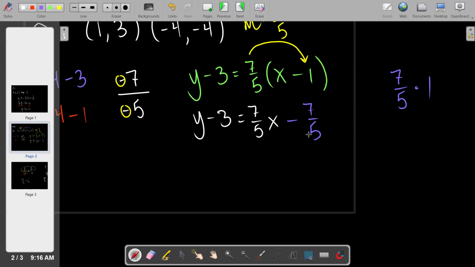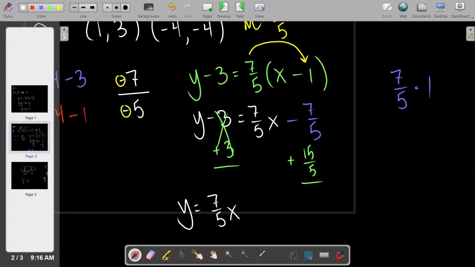And then when you add 3 to both sides, which is what you have to do, how do you add that? 15/5. You're the man. Good job. When you add 15/5, you get y equals 7/5 of x. And then you just got to math it there. What's negative 7 plus 15? 8. Done.